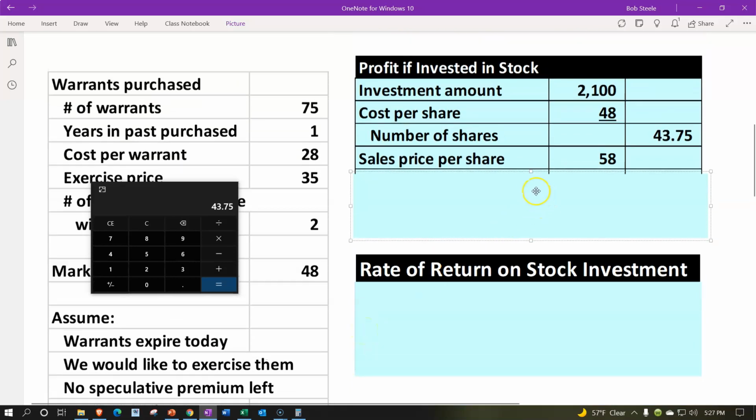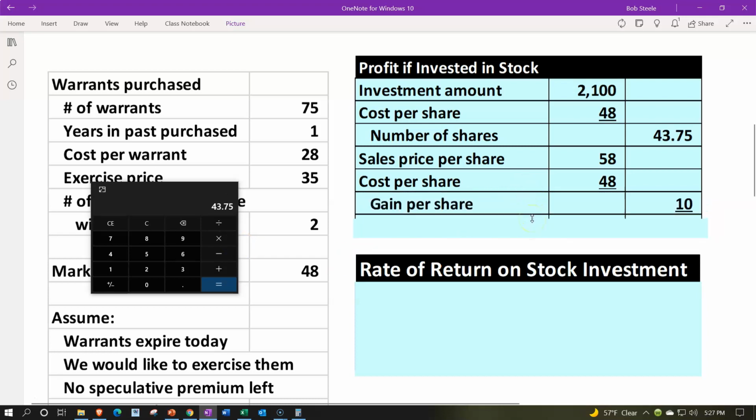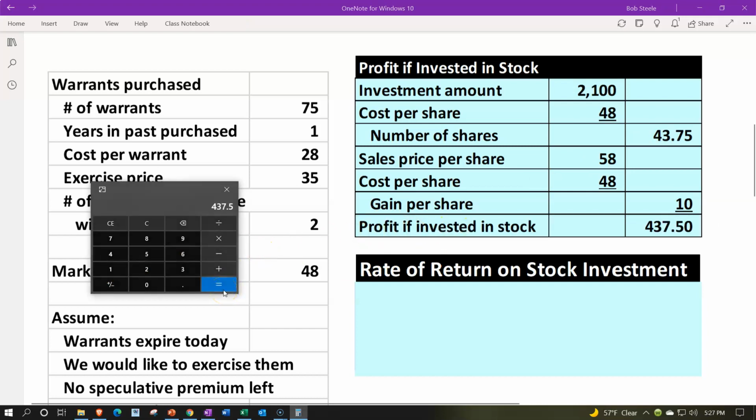The share price went up. So we in the market, comparing that to the cost, the difference between the 58 and the 48 being our $10 gain on a per share basis, we have about 44 shares. So if we take that times the $10 gain, we would then have the $437.50 in terms of the profit on a dollar amount basis.